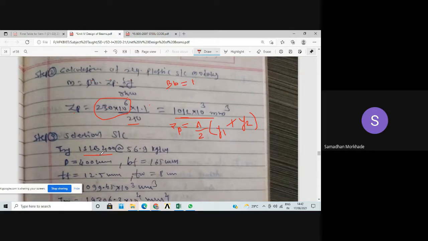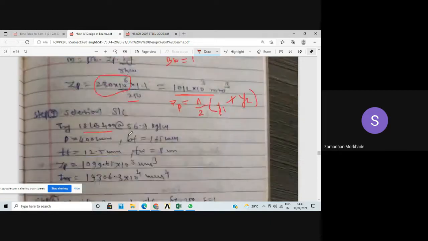Otherwise our structure is very safe, but it is a very heavy structure beyond the requirements, and that is of no use. Ultimately, as an engineer, our job is, along with safety, to achieve economy also, safety without affecting the economy.